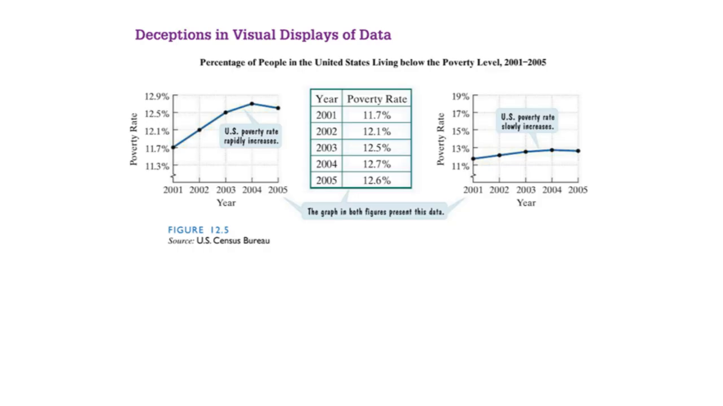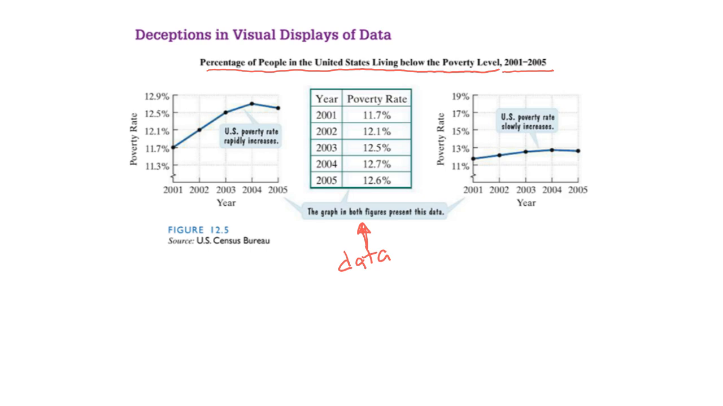Deceptions in visual displays of data. So let's read the title. Percentage of people in the United States living below the poverty level for the years 2001 to 2005. All right, and so we have our distribution information, our data information right in the center there. It has the years 2001 to 2005, and it has the rating of the poverty level. Now, each of those graphs are showing the same data. All right, they look really different, but they are about the same because they're showing the same data set.